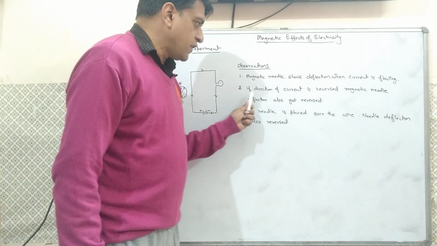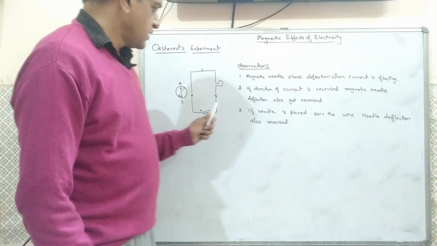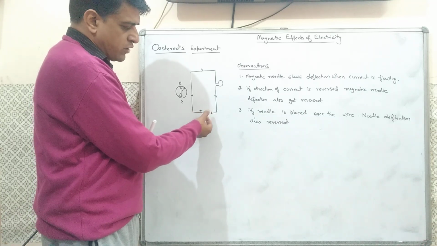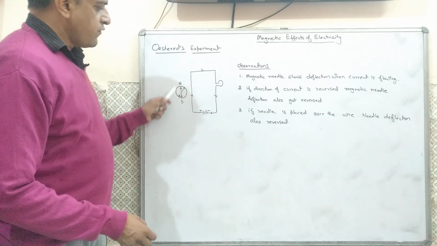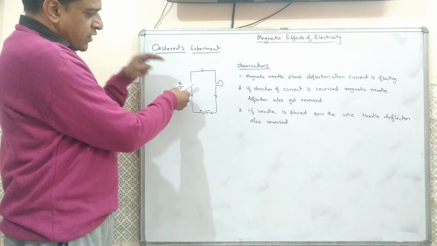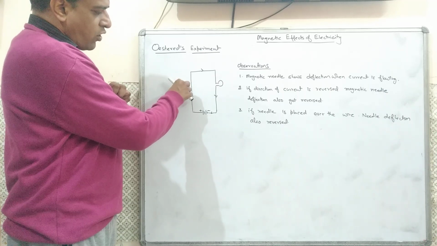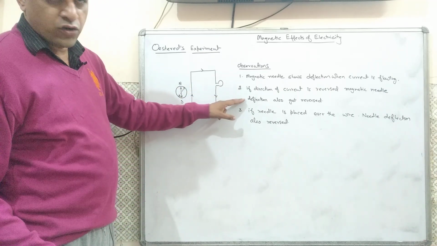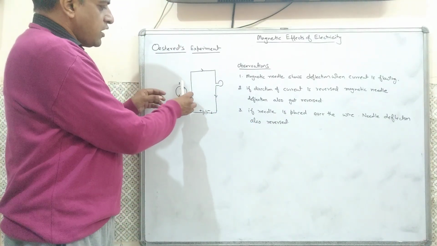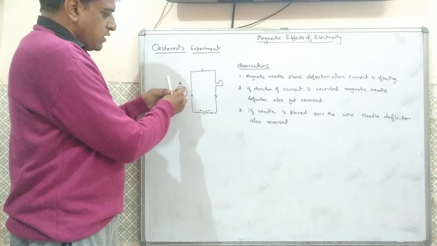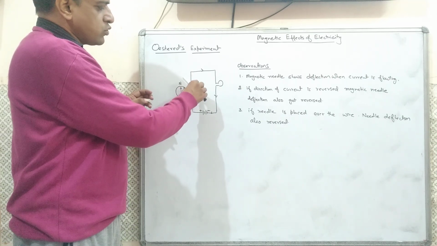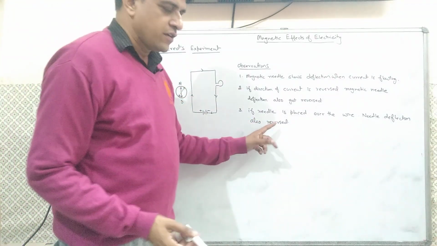Now second, if the direction of current is reversed, if we reverse the battery from negative to positive and positive to negative, the current is reversed and the deflection also gets reversed. Now the deflection is like this, and if the current is reversed, the deflection also gets reversed. This is the second observation. And third, if the needle is placed above the wire instead of below the wire, the deflection also gets reversed.